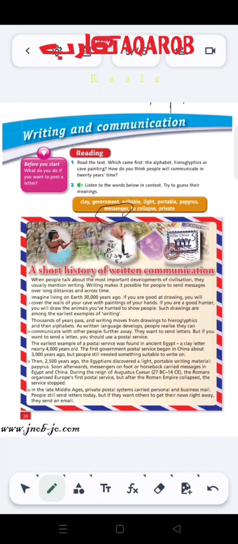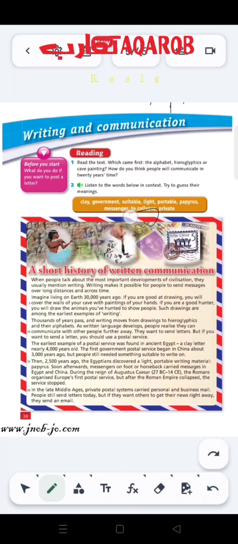Messenger. What's the meaning of messenger? Is it a noun or an adjective? It's a noun and it means a person who carries letters or information from one place to another. For example, don't hurt this messenger, he's just doing his job, or he's just bringing the news.